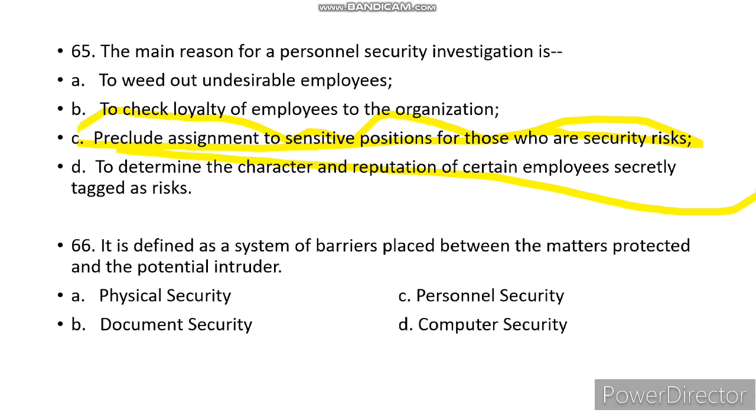66. It is defined as a system of barriers placed between the matters protected and the potential intruders. So, that's physical. Physical.